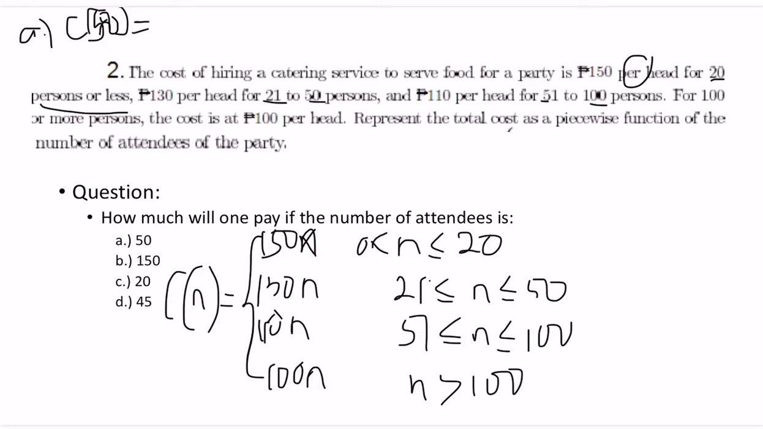C of 50, that is here, second function, so 130 times 50. Use your calculator: 6,500. Letter B.